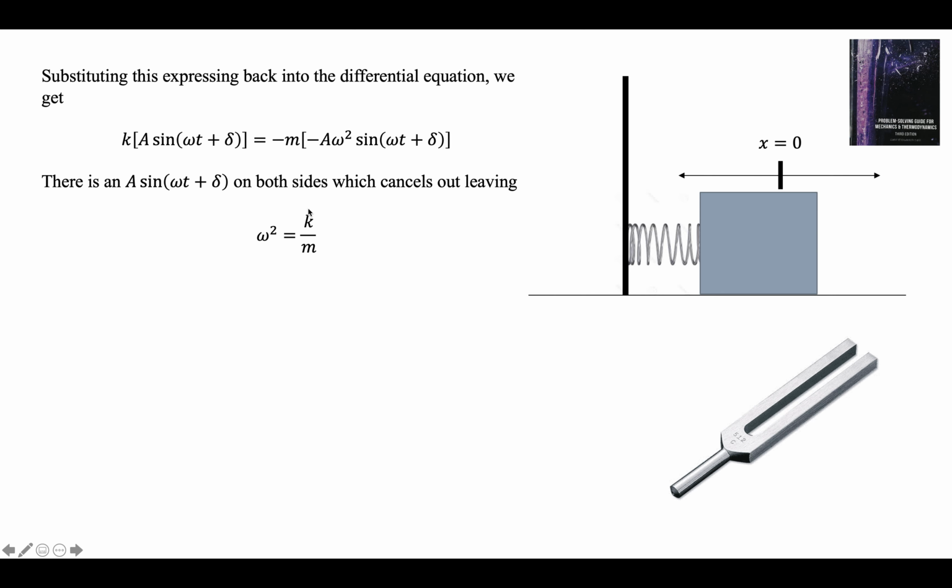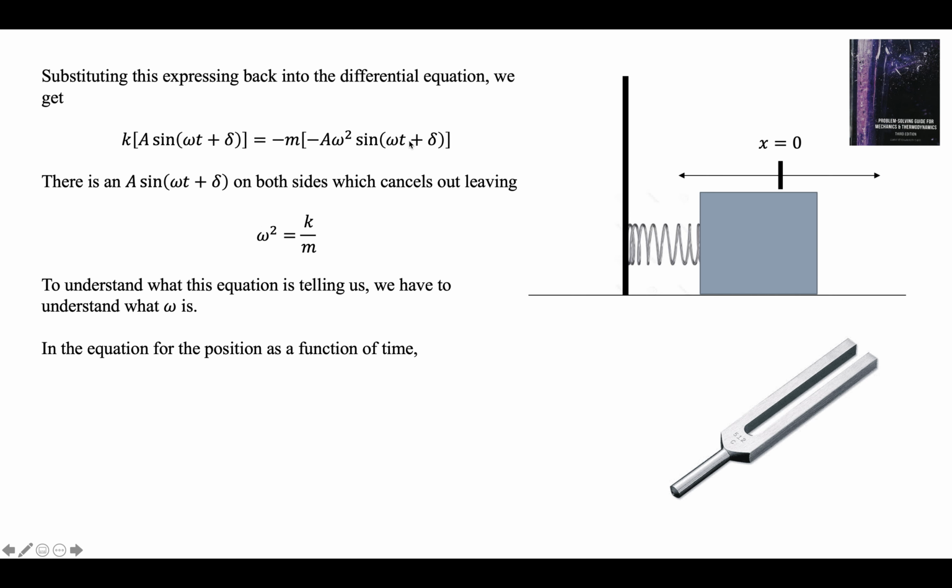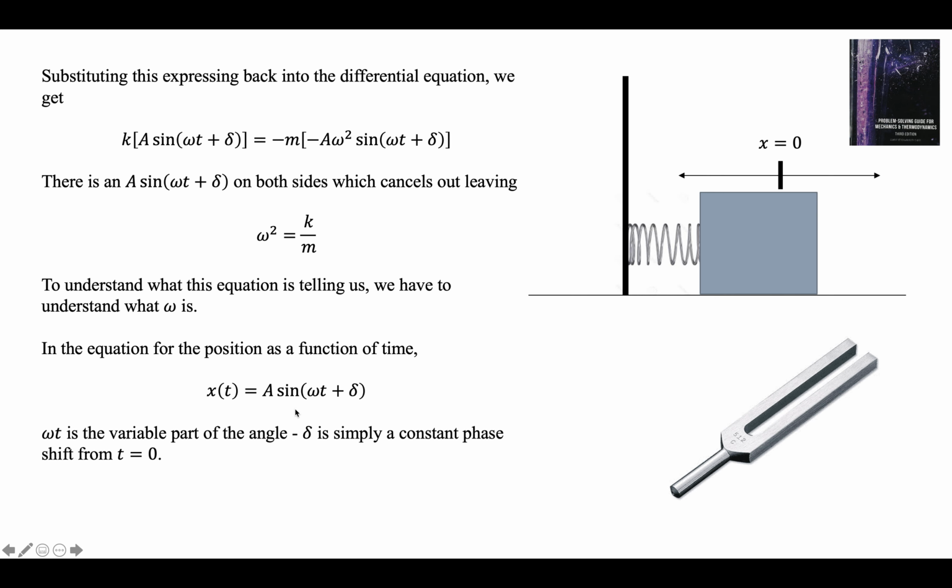This equation is telling us a lot, but it's hard to figure out what it's telling us unless we know what the heck omega is. What's the physical meaning of omega? In our equation, it's in the angle. You're taking the sine of the angle. It's the variable part of the angle, omega t. Delta is just some constant. It's a phase shift. If you plug in t equals 0, then you get sine delta. So it's where the mass is at time equals 0.